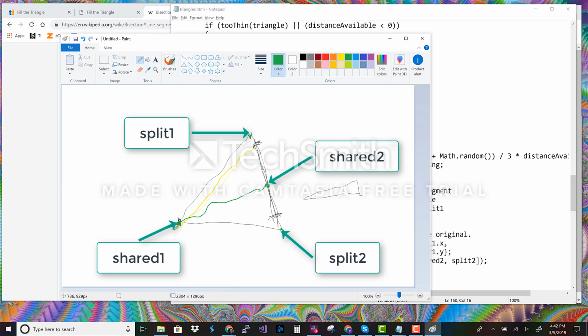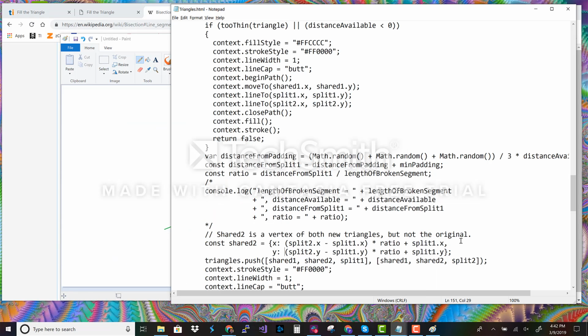We started these 3 we got very early in the process. And then we're doing a lot of work to compute this point here. And there isn't a whole lot to it. We say in the x direction, how far is this line?